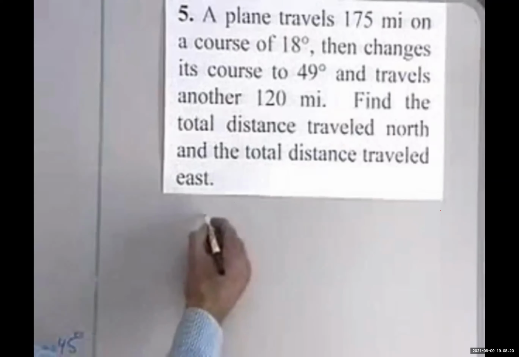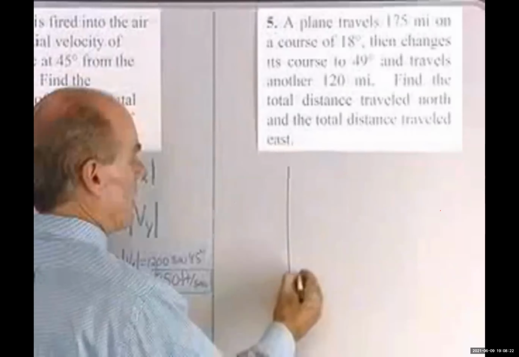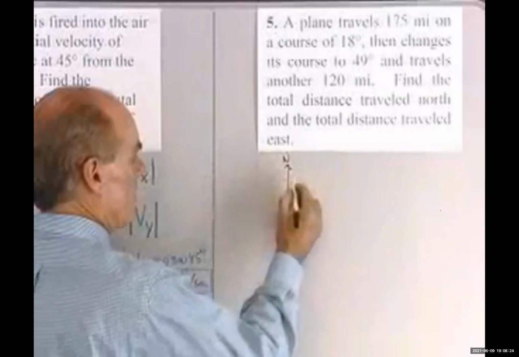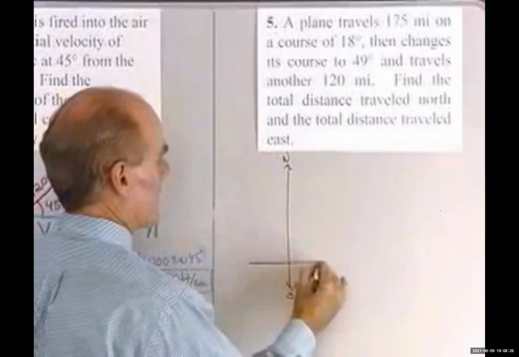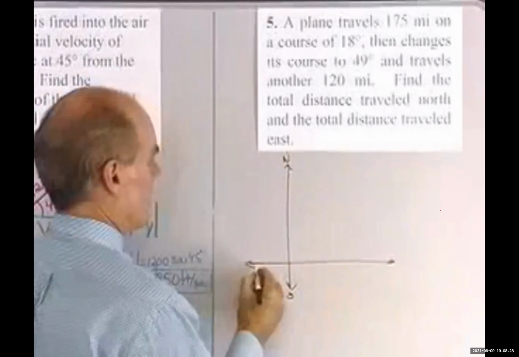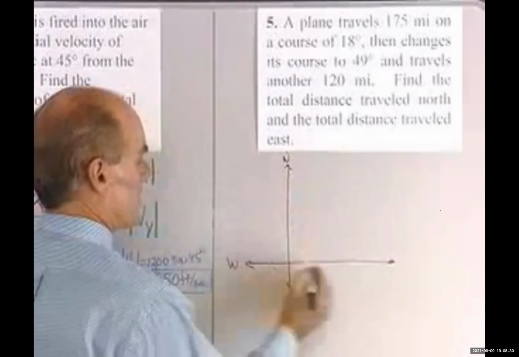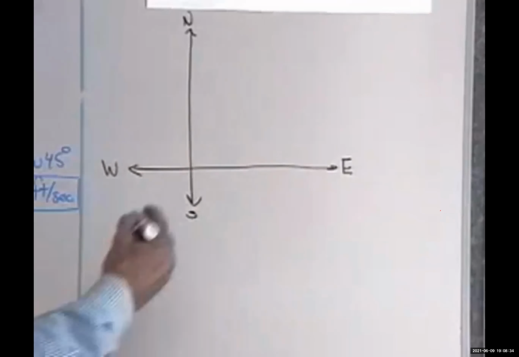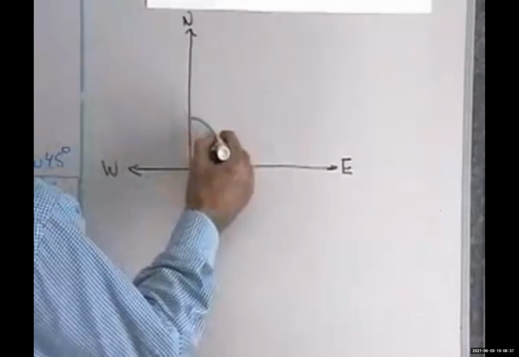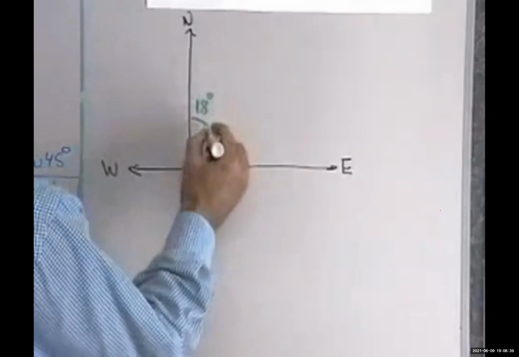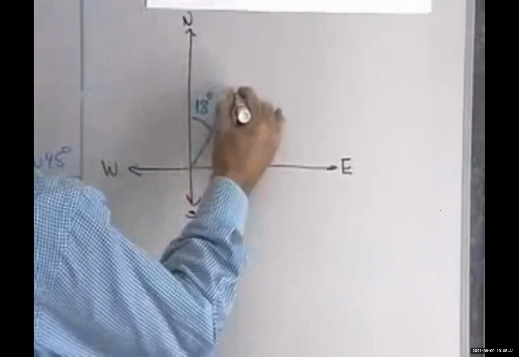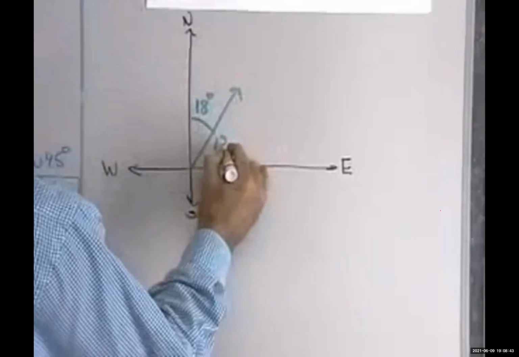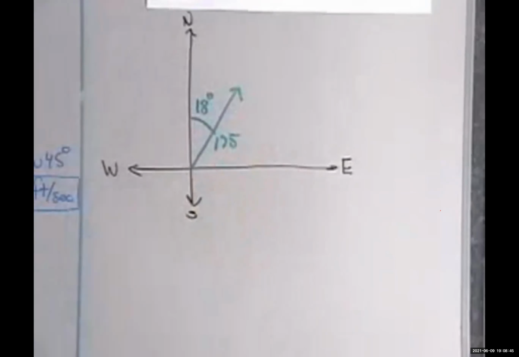So I'm going to start here with a north, south, west, east coordinate system. And let me put the west down here so I have enough room. North, south, west, east coordinate system. I'm going to draw my first vector in at 18 degrees down from due north, and I'm going to make it a vector that is 175 miles long.